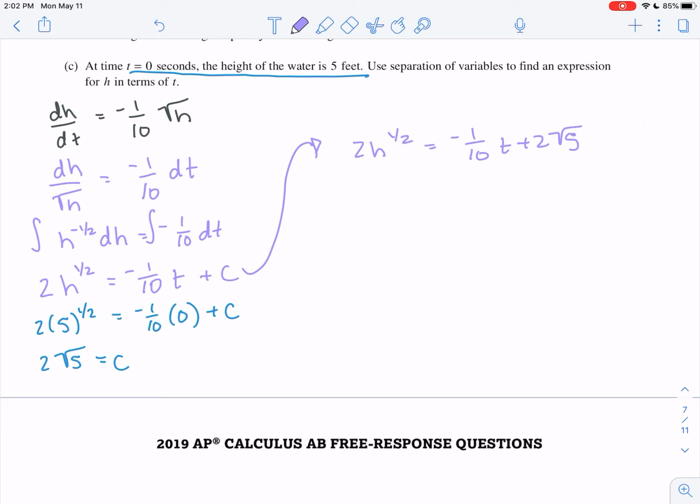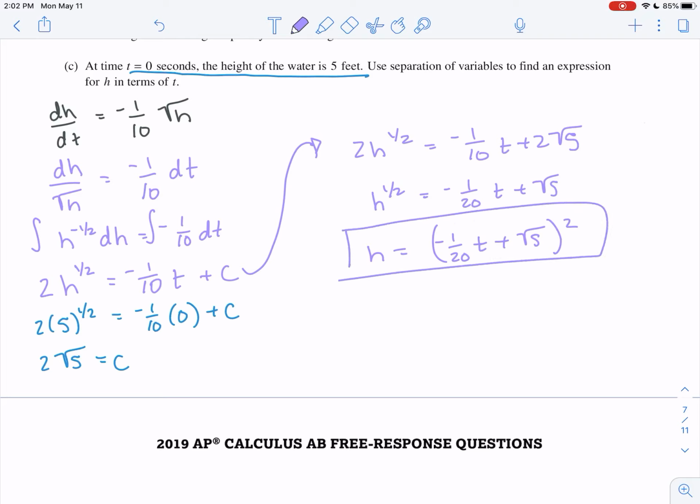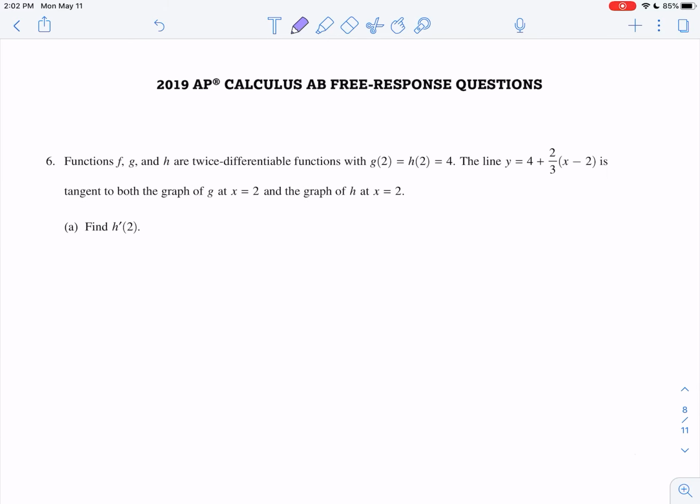And now we'll just solve for h. So divide everything by 2. And then square both sides. Final answer. Okay, this was worth 4. So 1 for separating, 1 for correct antiderivatives, 1 for the correct constant value, and then 1 for your final answer. Okay, and then let's look at question 6, which was also one I graded last year.